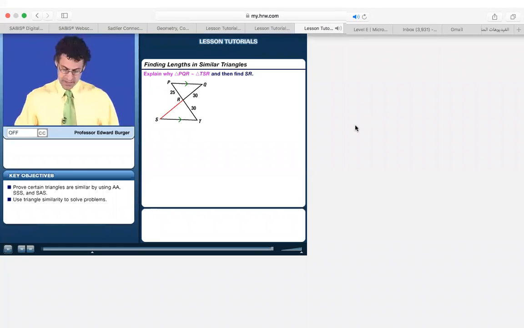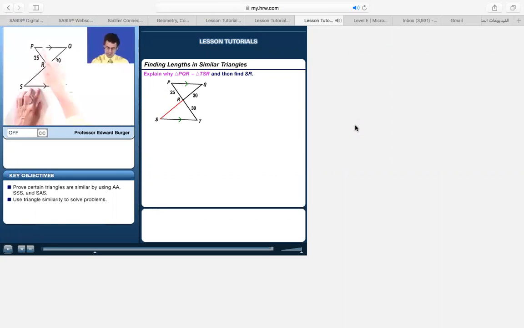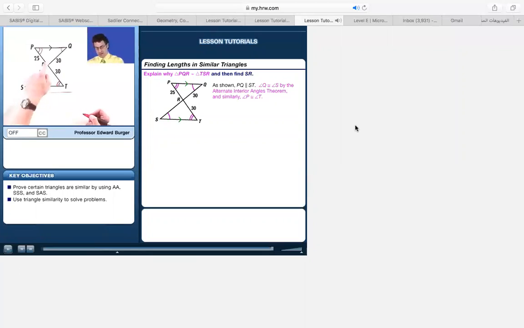Well, let's take a look and see. Since this line is parallel to this line, I can think of this as a transversal. I know alternate interior angles are congruent, so this angle right here is going to be congruent to this angle way over here. Similarly, if I look at this transversal, I see that this angle here is going to be congruent to this angle here. These two angles are vertical angles, so by the vertical angle theorem they're congruent.